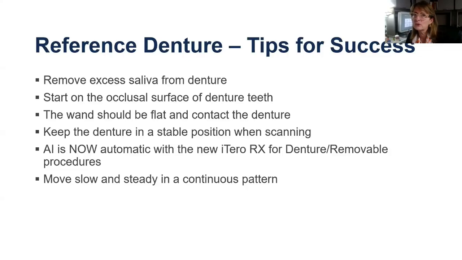Couple little tips. You want to make sure that there's no excess saliva inside of the denture itself. Always start on the occlusal surface of the denture teeth, of the cameo surface of the denture. The wand, as with regular dentition, should be flat in contacting the denture itself, and keep the denture stable. And what I mean by that is, I'm going to put this down a little bit. I'm going to hold the denture and move my wand, right? I'm not going to hold my wand and move the denture. I hope that makes sense. So hold the denture and move the wand.